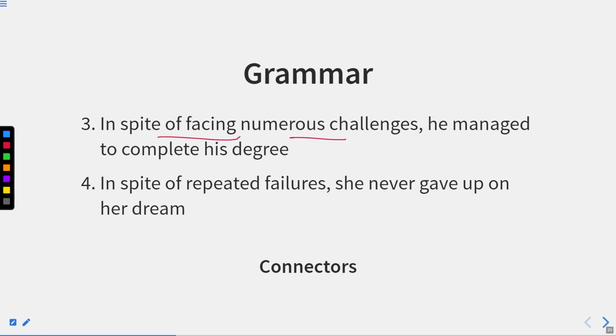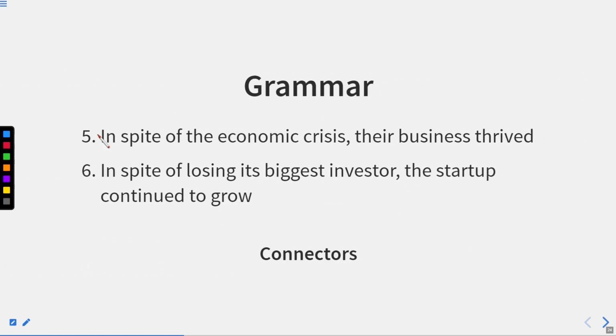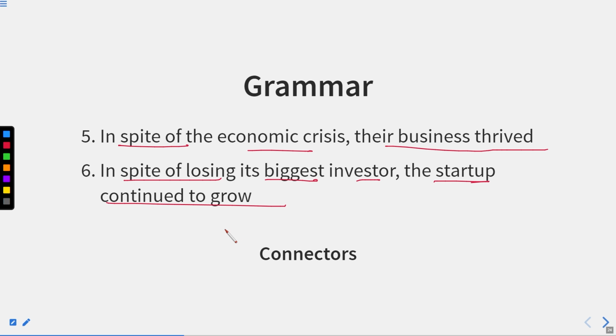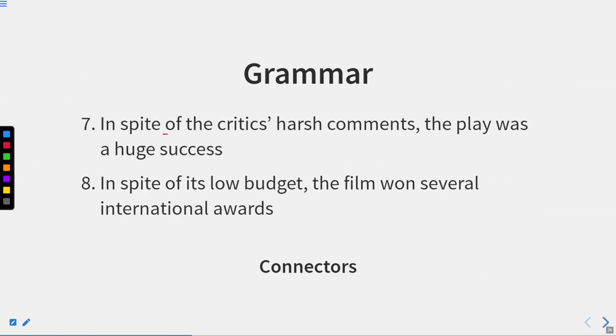In spite of facing numerous challenges, he managed to complete his degree. In spite of repeated failures, she never gave up on her dream. In spite of the economic crisis, the business thrived. In spite of losing its biggest investor, the startup continued to grow. In spite of the critics' harsh comments, the play was a huge success. In spite of its low budget, the film won several international awards.